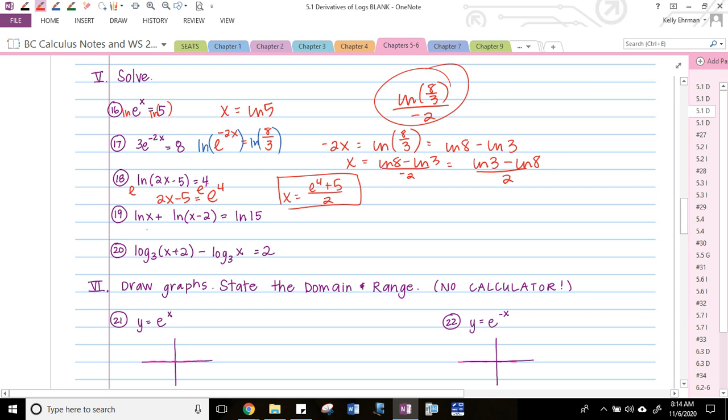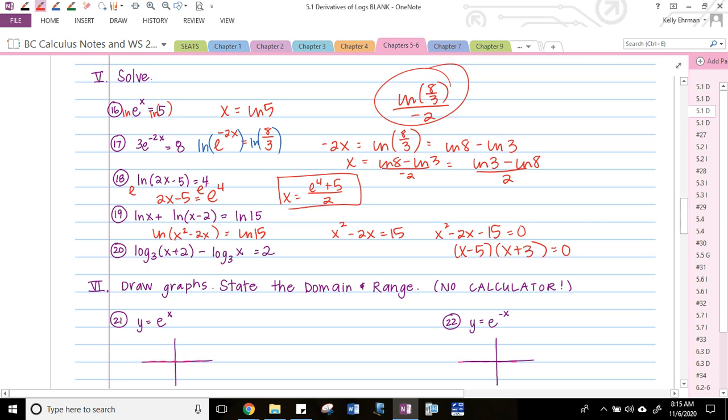For 19, there are 2 natural logarithms on the left. We need to condense that into a single natural log. And then you'd multiply x times x minus 2, so x squared minus 2x equals natural log of 15. Now, if you have natural logs on both sides, then you're using the one-to-one property that says if these two things are equal, then their results must be equal. So x squared minus 2x has to equal 15 for the natural log equation to be true. So that's just a quadratic to solve. And then we can factor.